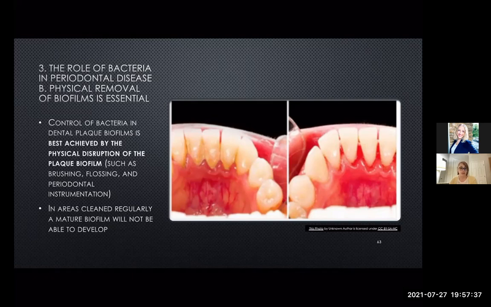Now, a water pick is a great way to disrupt biofilm. However, it still doesn't clean the contact area between two teeth. So it does not replace flossing. However, it is great for bacterial death in the pocket.